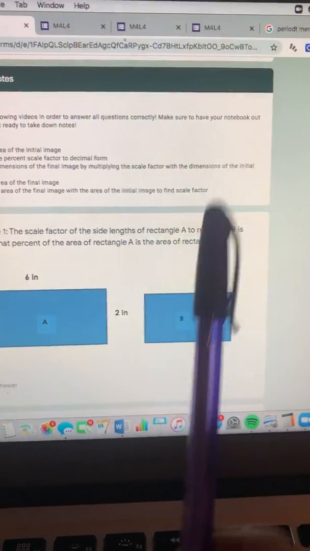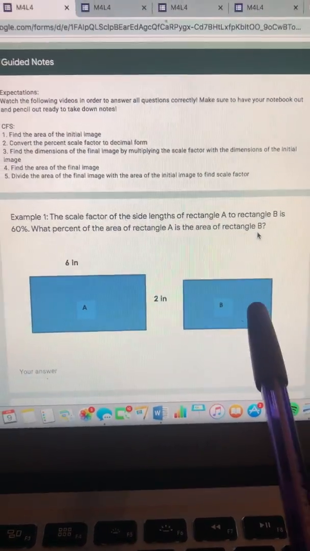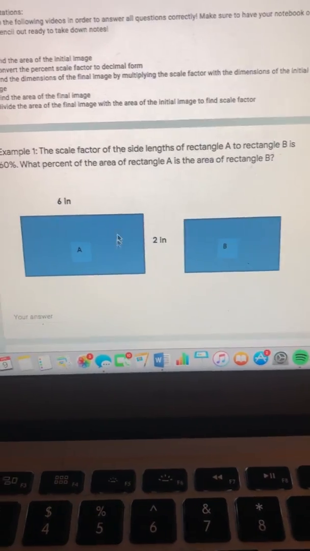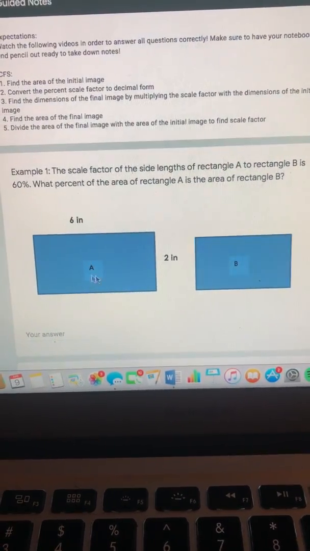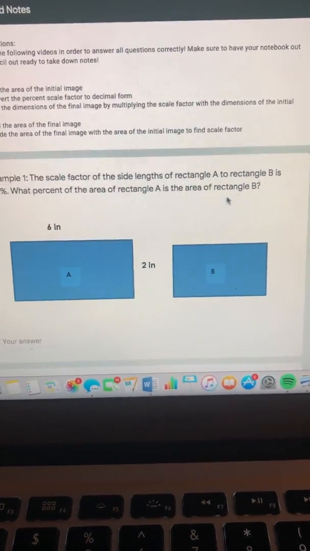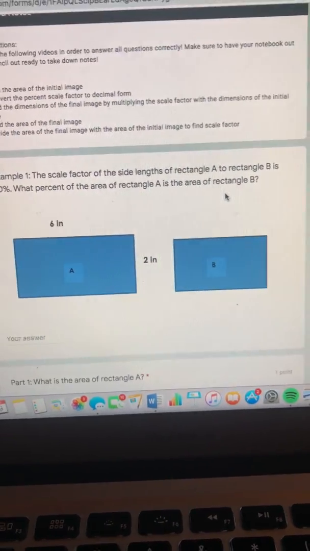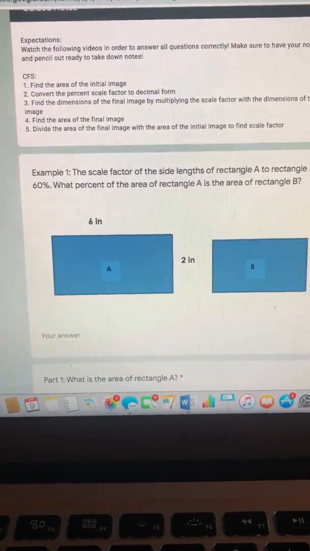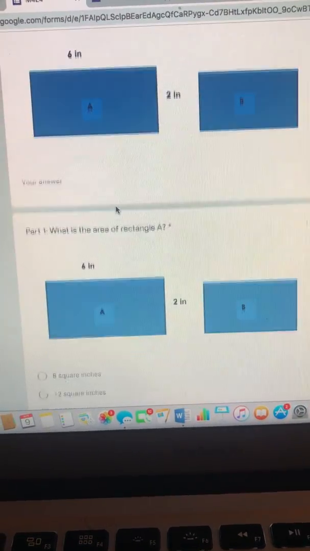So what we're doing is comparing the area of rectangle A with the area of rectangle B, which means there's a lot of steps in this kind of problem. I have to find the area of rectangle A and find the area of rectangle B in order to even compare them. So each question is going to give us the steps to solve this problem. First step is, if I'm comparing the two areas, what is the area of rectangle A? That's what I have to find first.